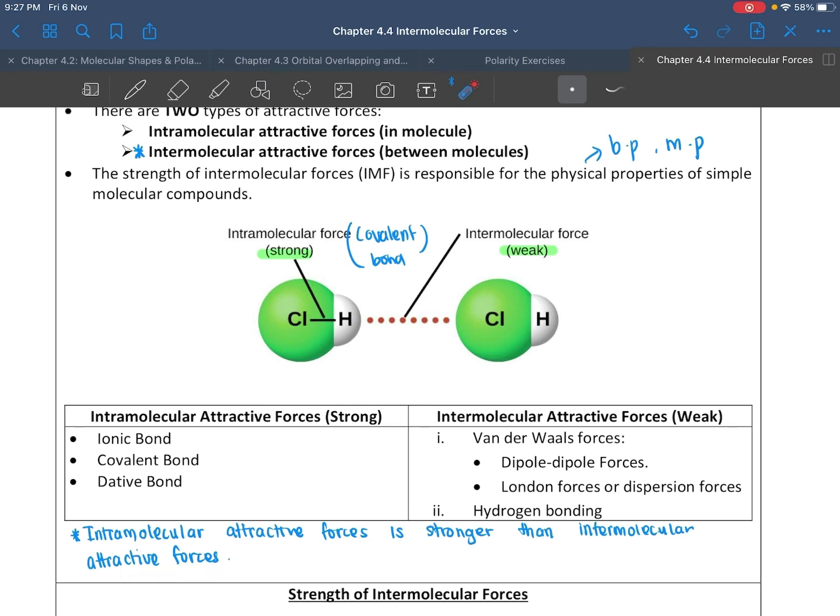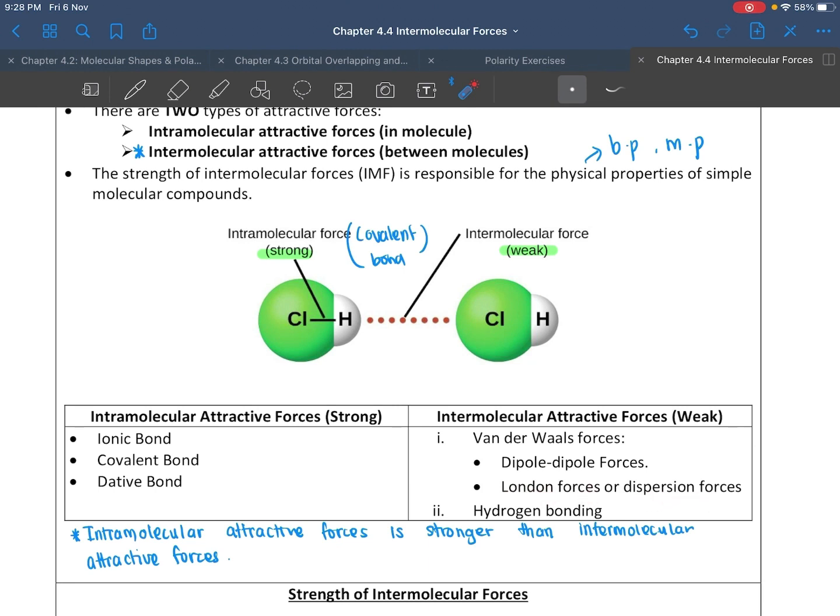Apa example intramolecular forces selain pada covalent bond? You can see in this table: examples of intramolecular attractive forces are ionic bond, covalent bond, and dative bond. Semua ni kita dah belajar, but actually they fall under intramolecular attractive forces. Today, what we are going to learn adalah intermolecular attractive forces. The examples are van der Waals forces and hydrogen bonding. Van der Waals forces can be divided into two: ada dipole-dipole forces, ada London forces or dispersion forces.